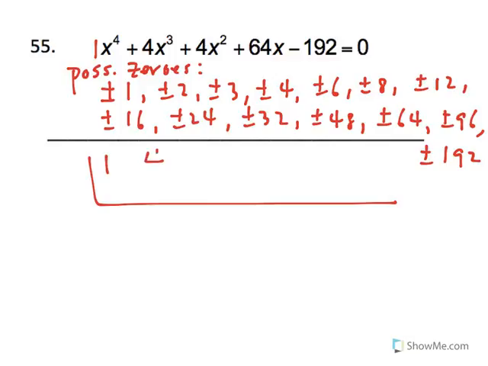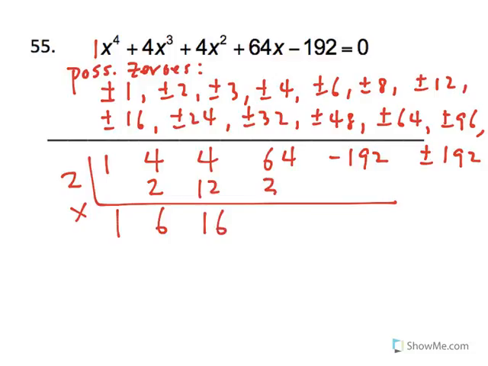So we have 1, 4, 4, 64, and negative 192 as the coefficients. Let's test 2. So bring down the first number. Multiplying by 2, that would be 2. Combining it, 6 times 2 is 12. Combining, we have 16 times 2, which is 32. And that is 96 times 2, which is 192. That will give us a 0.